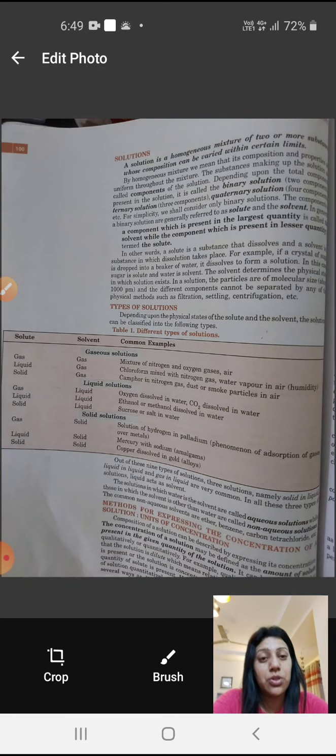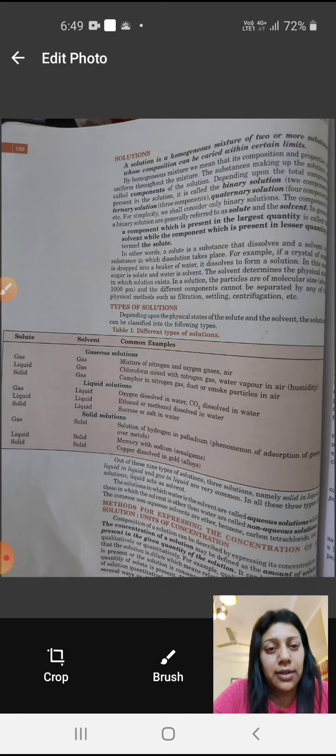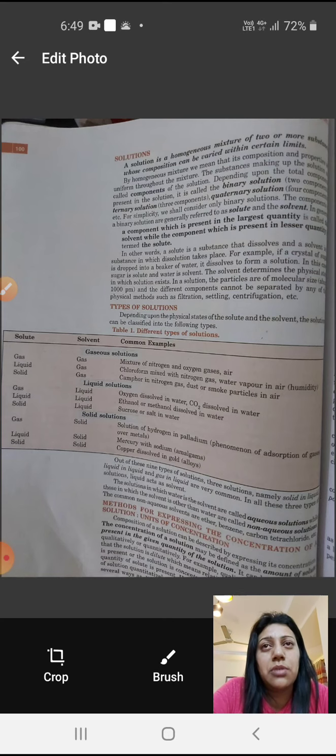Solution. What is a solution? A solution is a homogeneous mixture. Homogeneous means the same composition throughout, of two or more substances, whose composition can be varied within certain limits. A solution is a mixture of solute and solvent. You have already studied this in 9th and 10th standard. The solute is present in less quantity, and the solvent is present in large quantity.